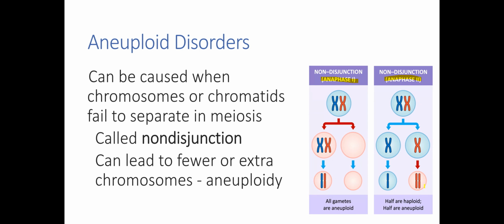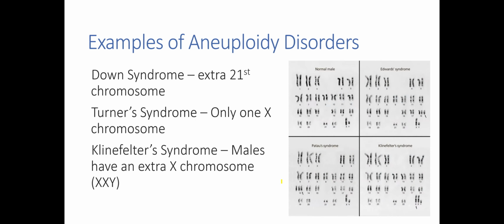We want to have half, but what happens is you could end up with some that have extra and some that have none. And so if these gametes were to be used to produce offspring, then the offspring would have aneuploidy, or an abnormal chromosome number. And so here's just a few examples of some disorders that result from non-disjunction.